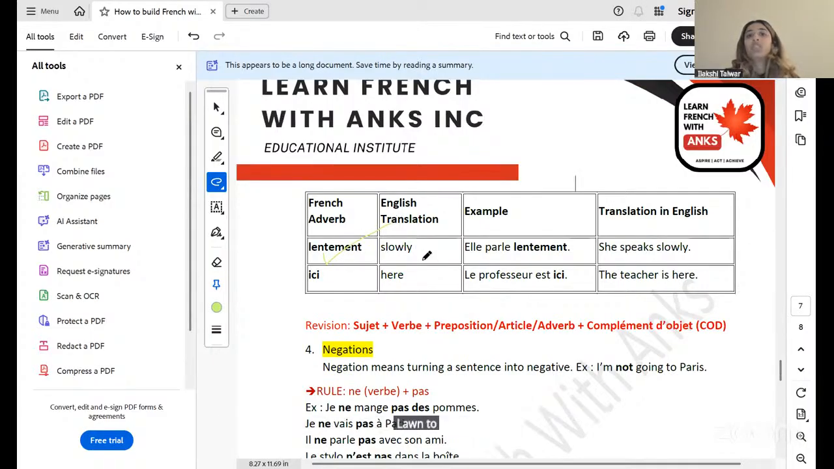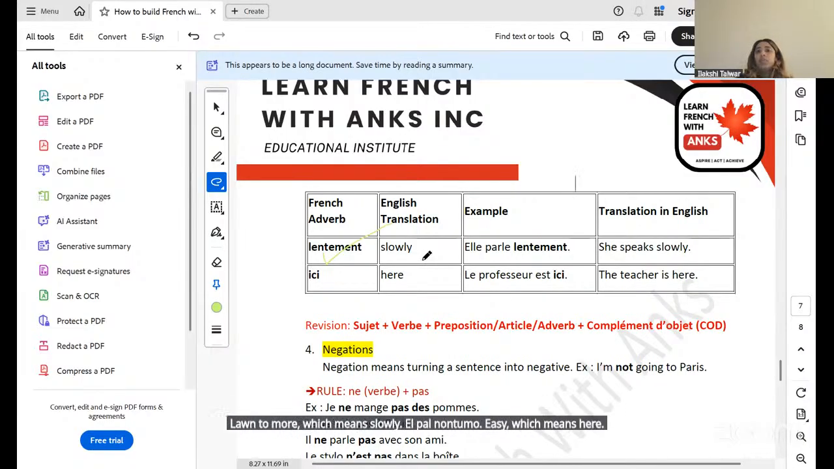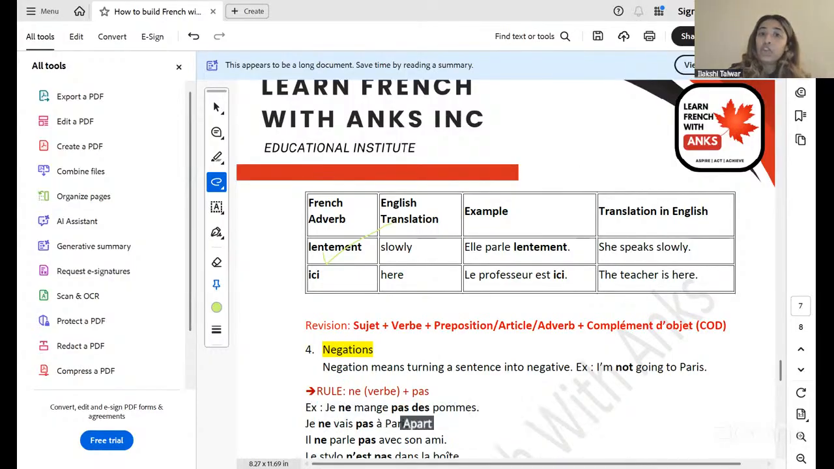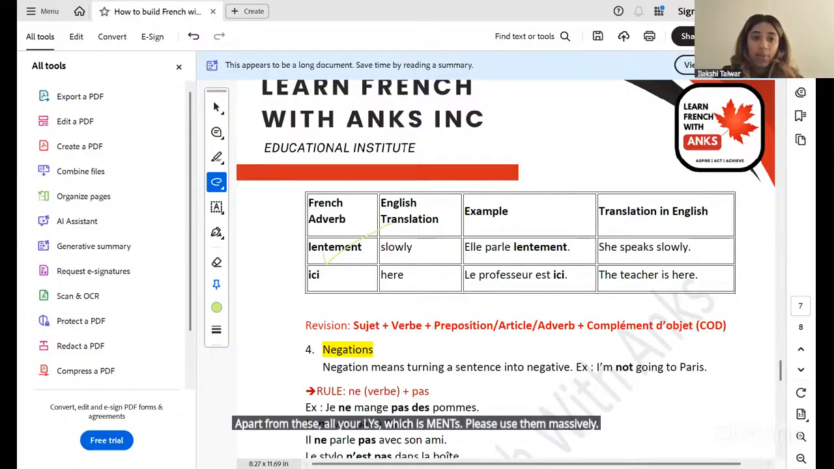Lentement, which means slowly. Elle parle lentement. Ici, which means here. Le professeur est ici. The professor is here. Again, describing a little bit more in the sentence. So adverbs, guys, apart from these, all your LYs, which is MENTs, please use them massively. Okay?